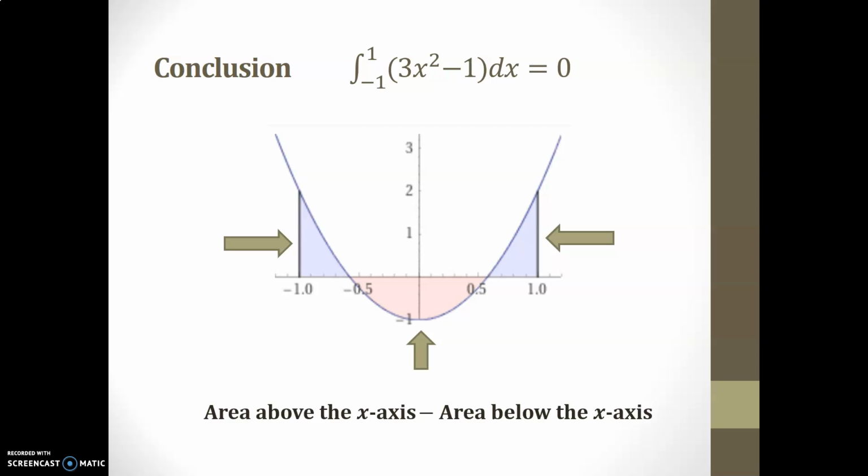Now, although area is always a positive quantity, the integral actually adds the area above the x-axis and then subtracts from that the area that is below the x-axis. And that will result in this example with an answer of 0, which means there was actually equal amounts of area above and below the x-axis. So the outcome is what we're going to call the net area.